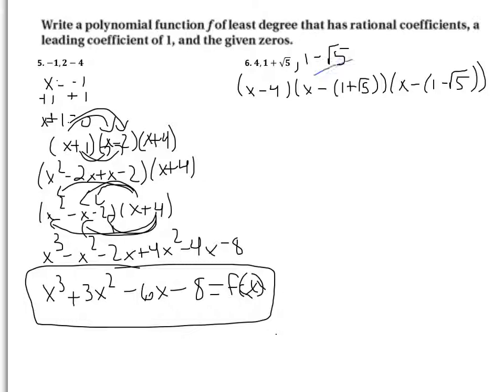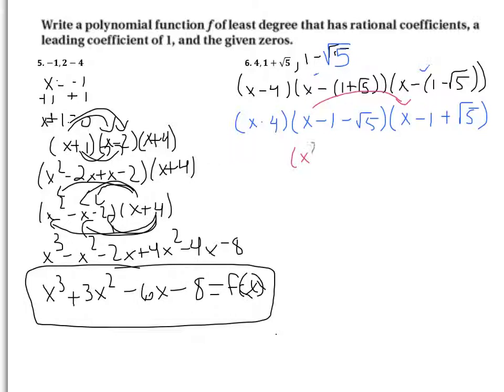So this one gets a little messy, but you have x squared. Oh, let me back up. Before I do that, let me distribute the negative for both. So it's x minus 1 minus the square root of 5, x minus 1 plus the square root of 5. Okay? Now we have to distribute.